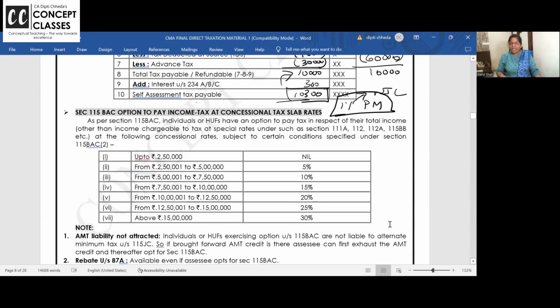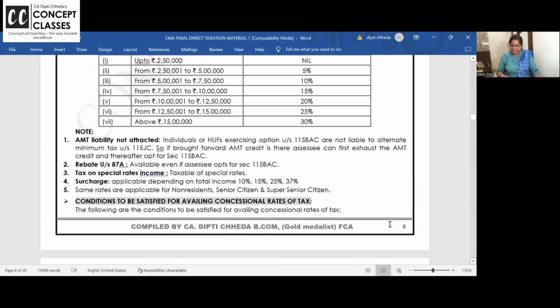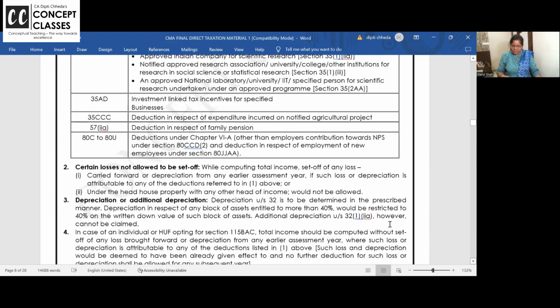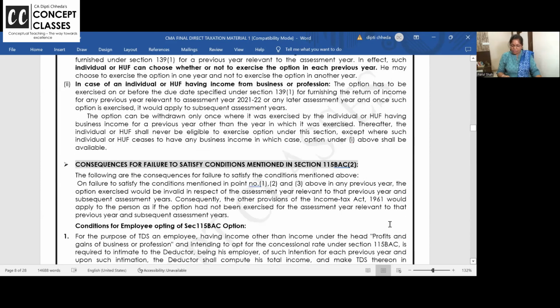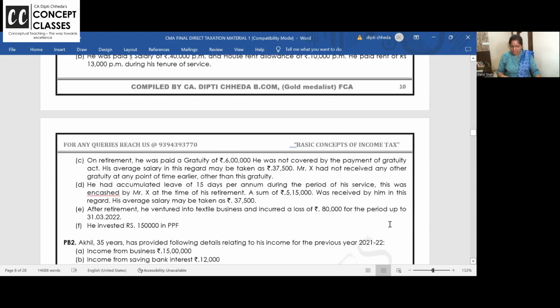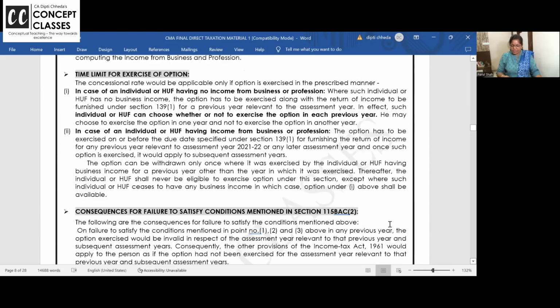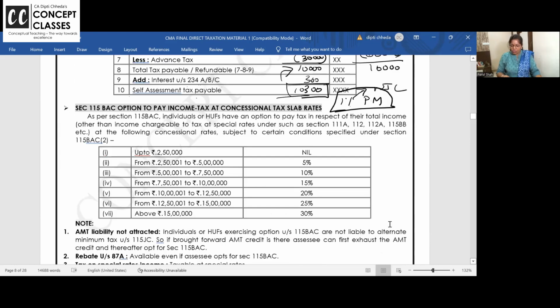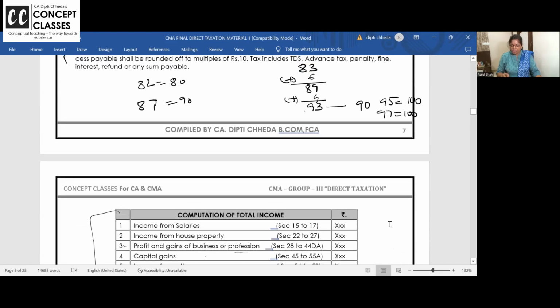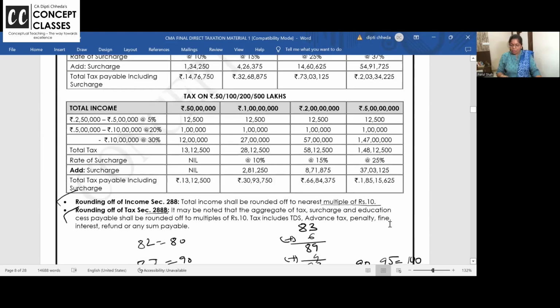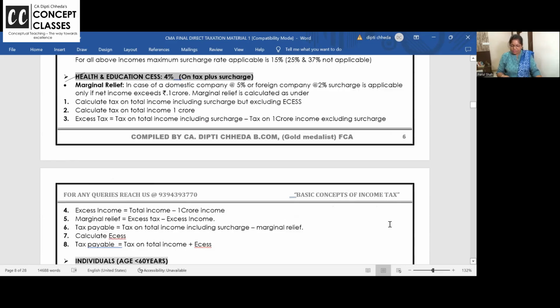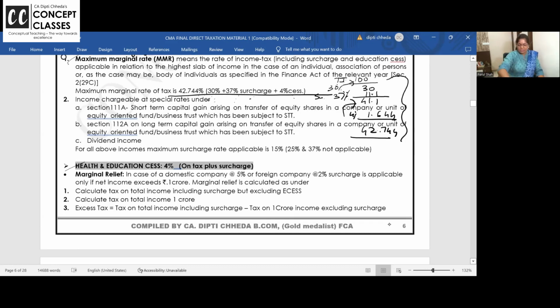115, this is the new tax method calculation, but I am expecting questions on this, so be ready with your notebooks and calculators. We will solve these questions in the next class. And now going back to two important concepts I want to take up. One is unutilized basic exemption and another is marginal relief.